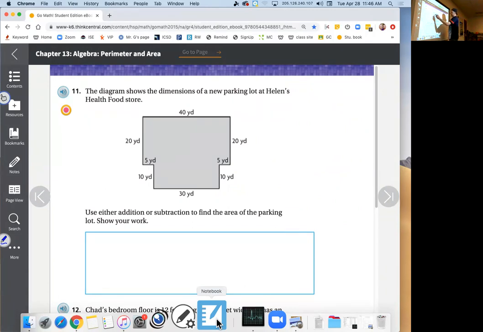So it's saying addition. You could do 3 different rectangles and add them up. You could do 2 different rectangles and add them up. Or you could do 1 big rectangle and subtract the little 2 rectangles. I am going to add 2 rectangles together. I'm going to go horizontal. Okay? So I know this is 40 yards. So I know the base. So we're going to go base times height. We're going to call this A and this one B.